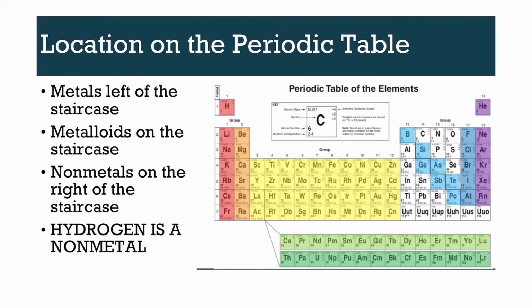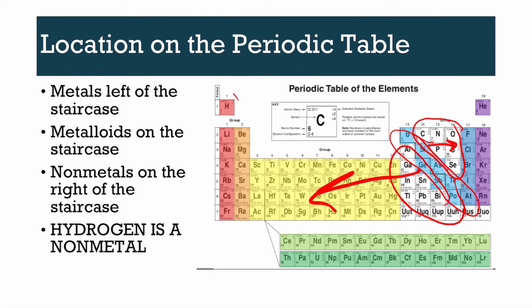So again, everything on that light blue staircase is the metalloids. Everything to the left of it is a metal. Now, even though these aren't colored in, they're still metals. We just don't really care about them that much. Again, anything to the right of that staircase is a non-metal. And just because these aren't colored doesn't mean anything. We just aren't going to color them.